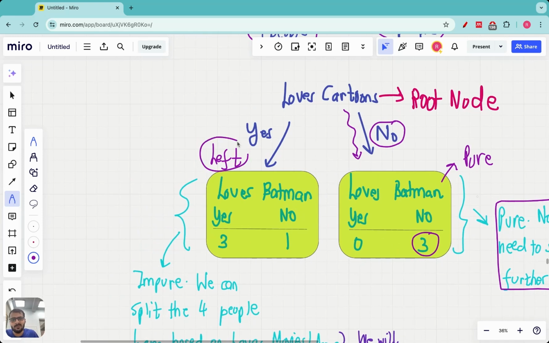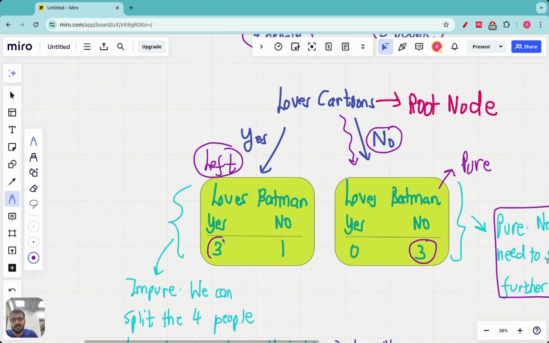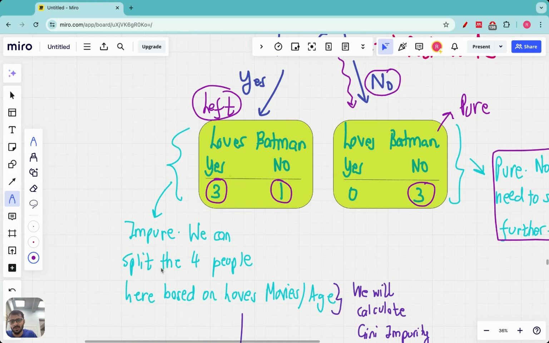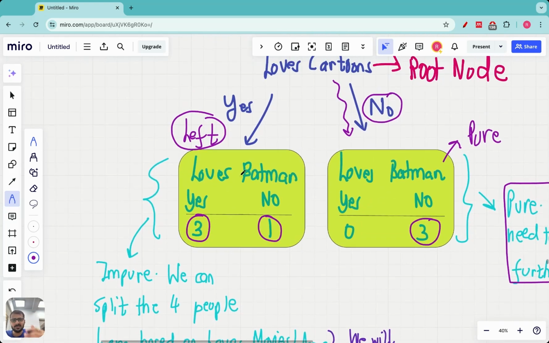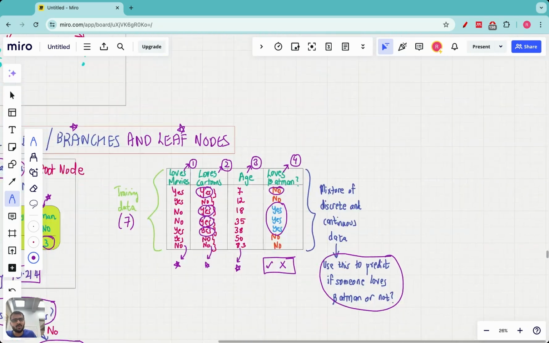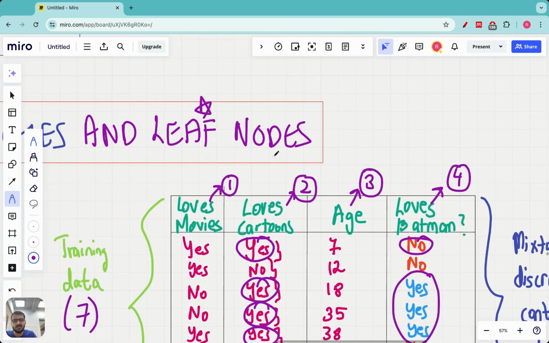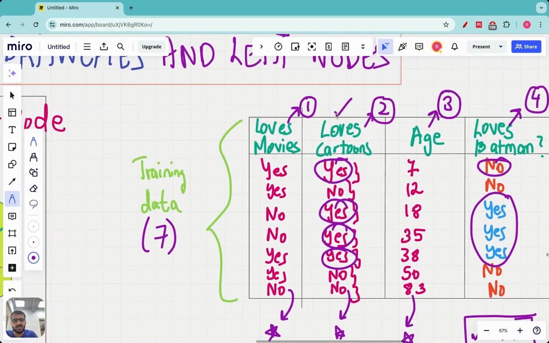But if you look at the left leaf, three people say yes that they do love Batman, and one person says no. So it's a mixture of classes and it's an impure leaf. So that's why we need to split this leaf further and we need to decide what question to ask. Now, the next question to ask comes from what we have in the training data. So loves cartoons is actually fixed. So that question has already been asked. So I cannot ask this again.